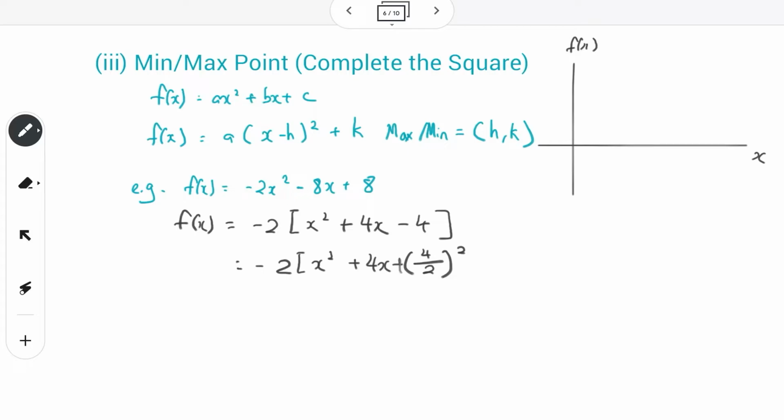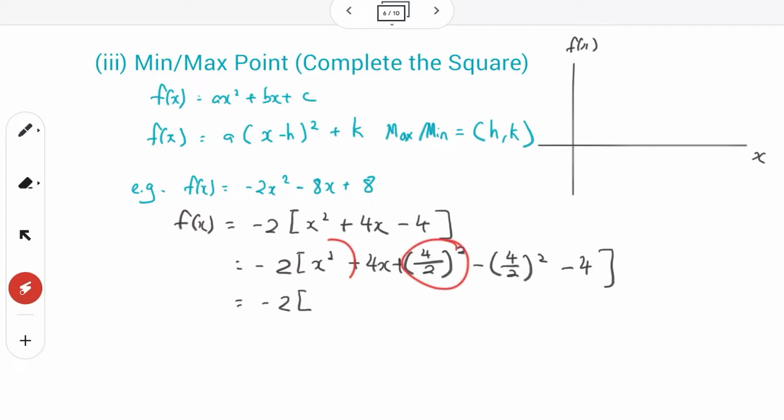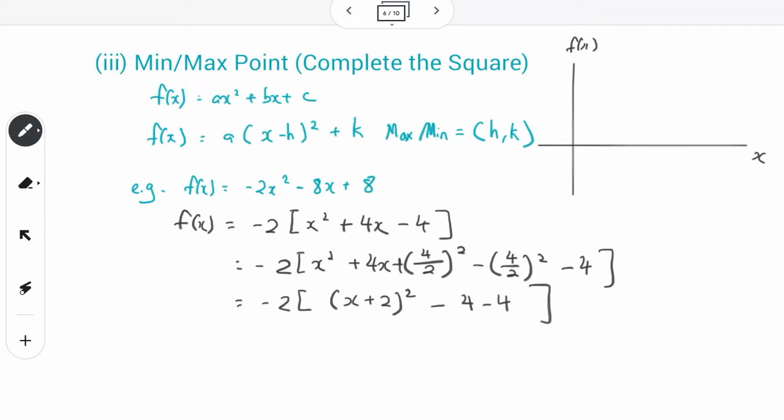Sorry, I forgot the plus here. And you minus that same value, and you write the remaining numbers. The next step is then to combine this and this into one bracket, which can be written as such. And then you open the rest of this. It becomes negative 4 minus 4.